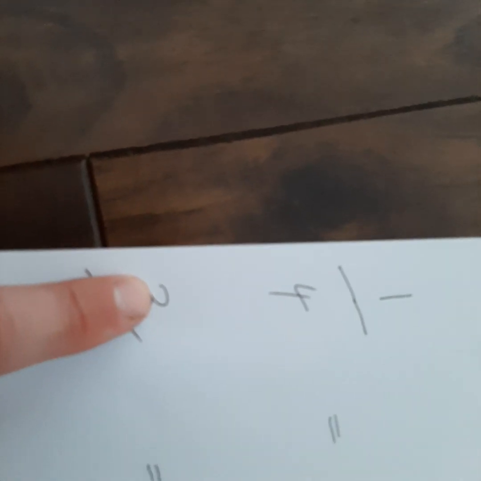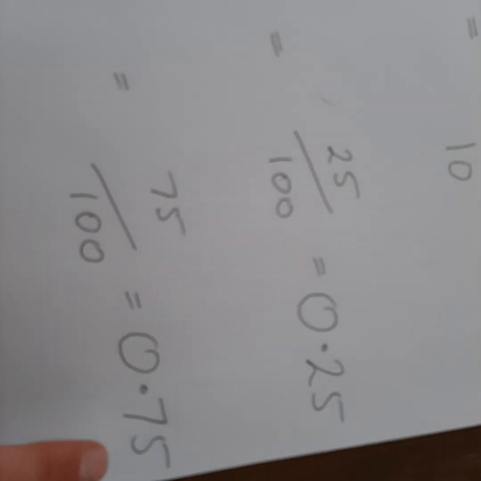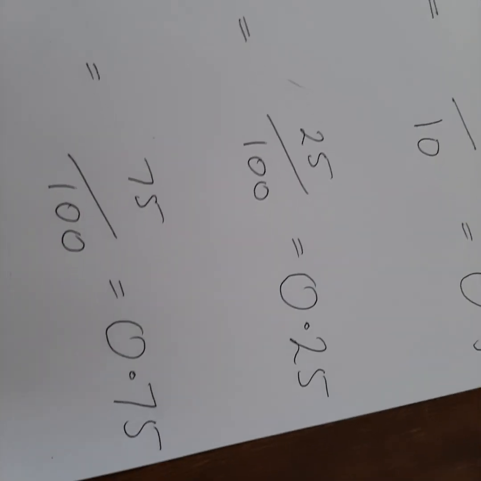Same with 3 quarters. Okay, we know we must multiply that by 25 to change it to hundredths. So I must also do this by 25. That gives me 75 hundredths, or 0.75. There's 0 units, and there's 75 hundredths. Only going 2 numbers after my decimal point.